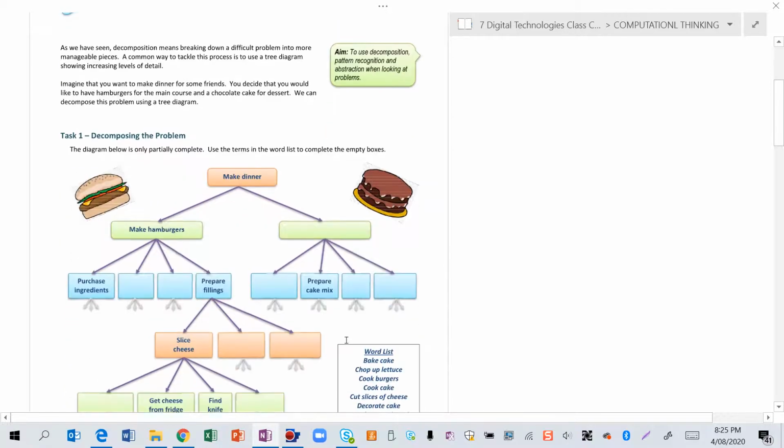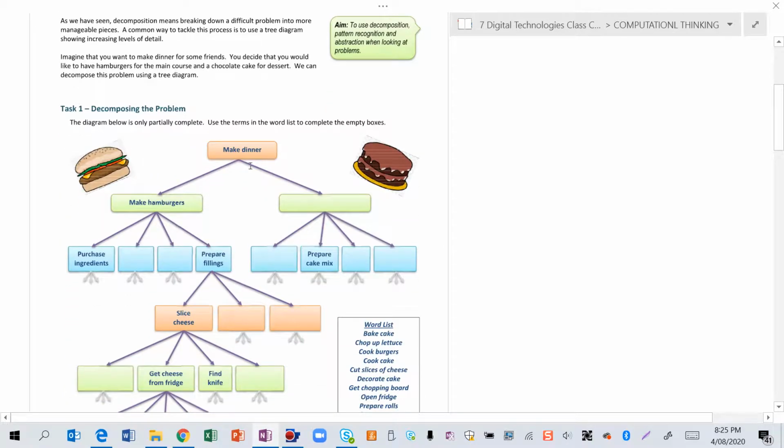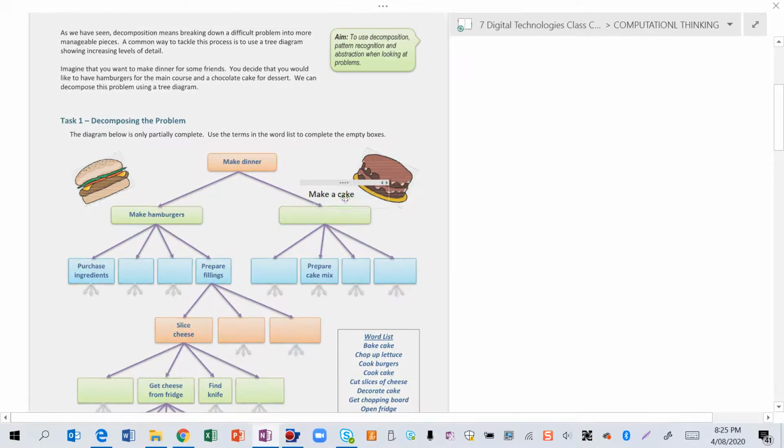Now, we're going to ask you, what would you put? So if the first part is the problem of making the main course, and we've put down make hamburgers, what do you think you'd put in here? That's right. You would put make a chocolate cake. So you've got make a cake. So we'll put that in that part.